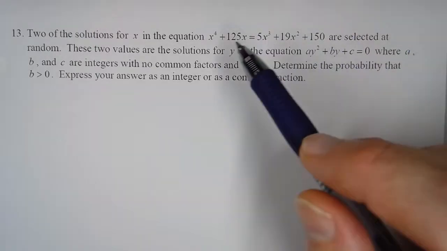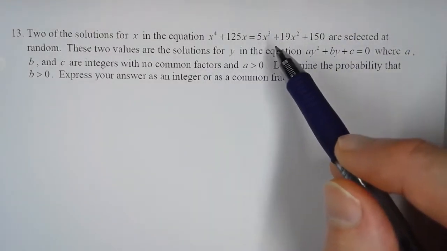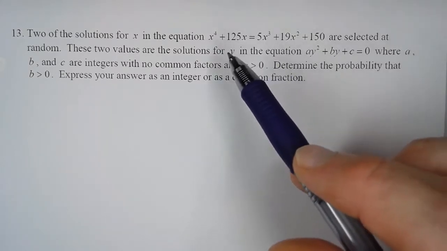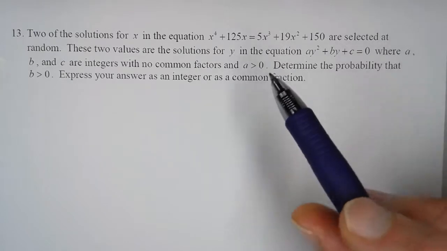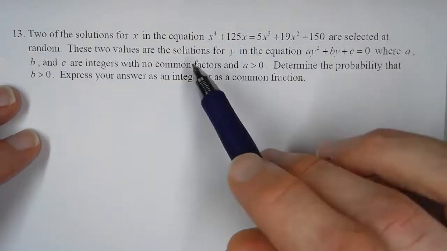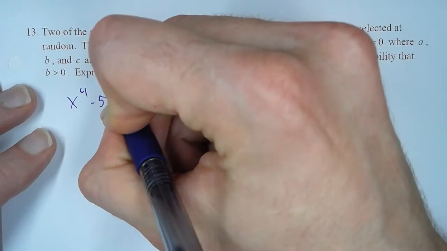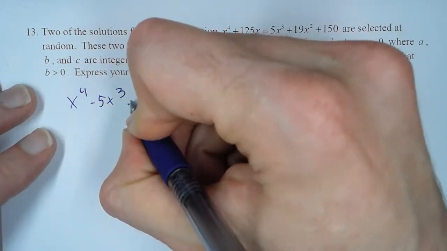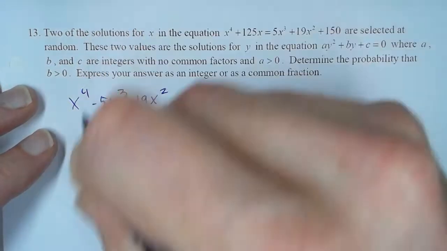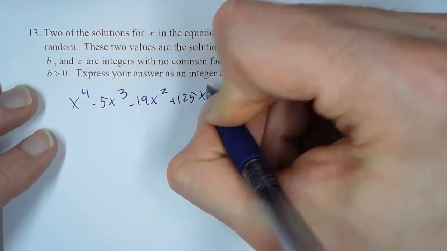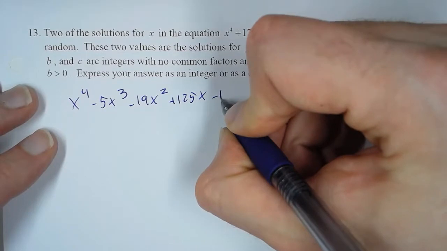All right. Now this equation at first glance seems almost impossible to solve. But it's kind of like a quadratic in the sense that you want to factor it. So that means we want to get everything over on one side. So when we do that, we're going to have x to the fourth, subtract over 5x cubed, subtract over 19x squared, plus 125x is already there, and then subtract 150.